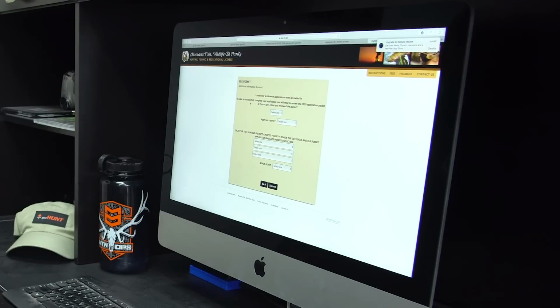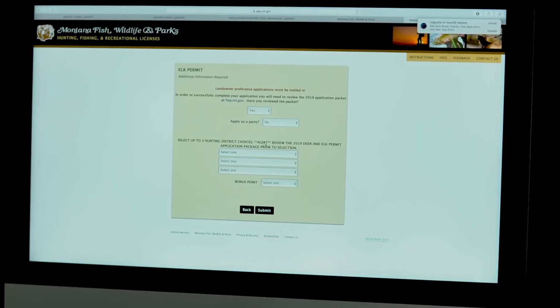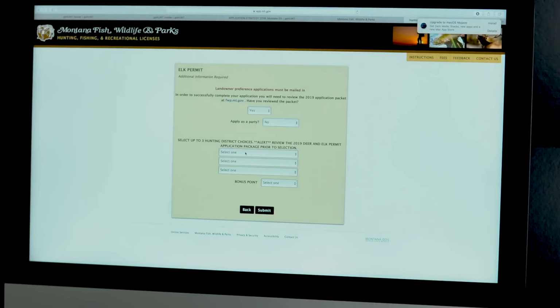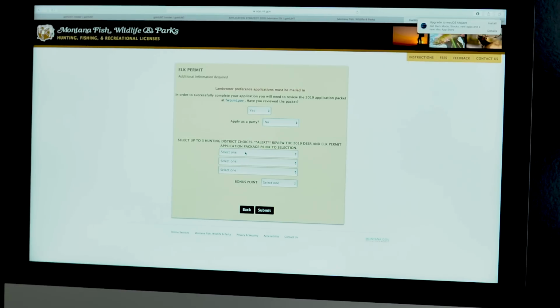So it says, in order to fill this out, have you received and reviewed the packet? We're going to say yes. And then do we want to apply as a party? We're going to say no. Down here, you select your 3 hunting district choices. You don't have to select 3 choices, but if you do, your first one is looked at first, then your second if there are leftovers. Typically for what we're looking at, the elk special permits, unless you have several points, there's probably not going to be a need to look at multiple choices.